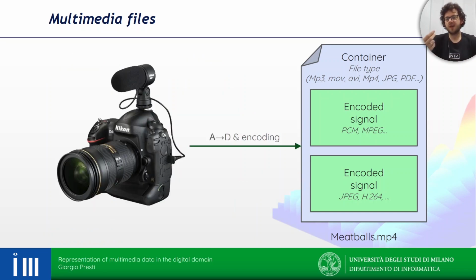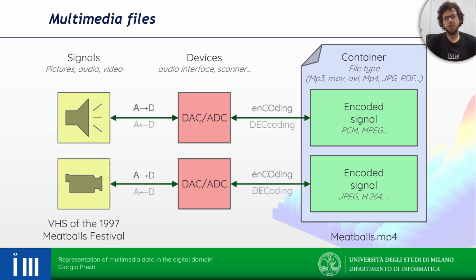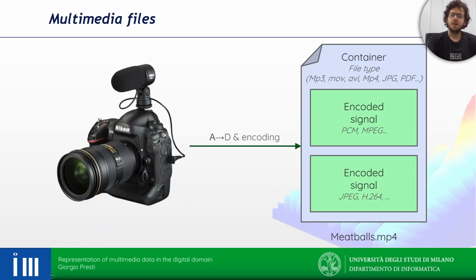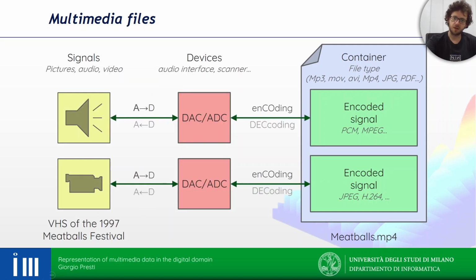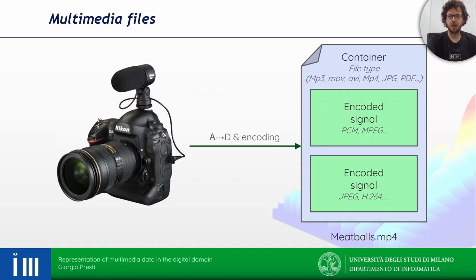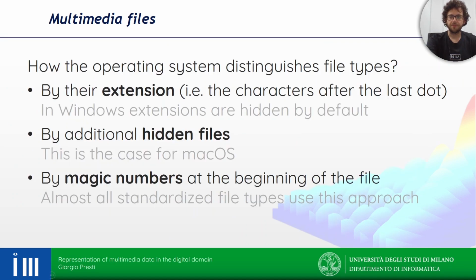If you're using devices, for example, a digital camera, the digital camera will do all of this operation internally and just let you pick with your computer a single file. But also in this case, all these operations are carried out. Let's focus now on these containers. How does the operating system of your computer distinguish between file types, between containers? Well, there are three ways, basically.